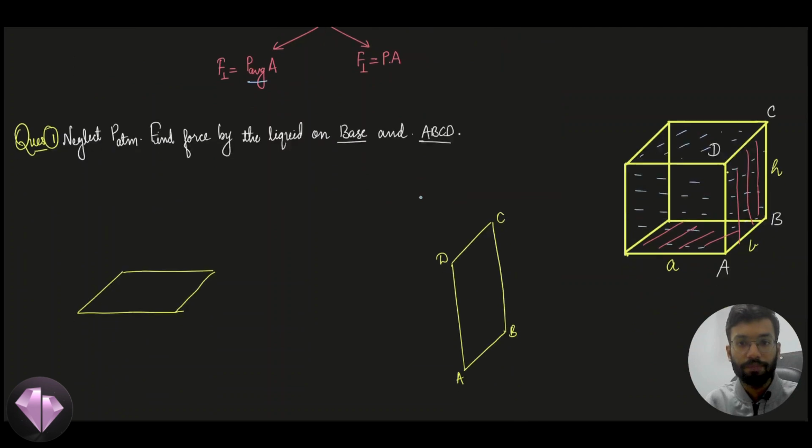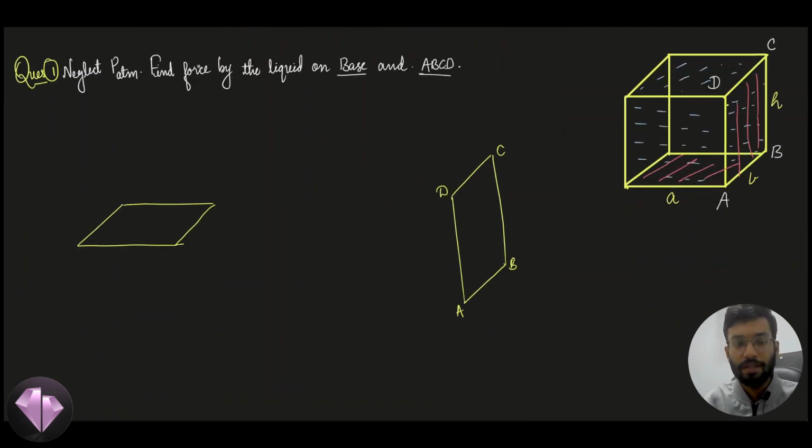Let's move to the first question. The first question says, neglect P atmosphere. So the pressure at this point is 0, the pressure at this point is 0. Neglect the P atmosphere for the time being. You have to find the force by the liquid. There is liquid filled inside this container. Find the force applied by the liquid on the base and on ABCD. What is the force applied by the liquid? These liquids will apply forces on them. We have to calculate what that is.